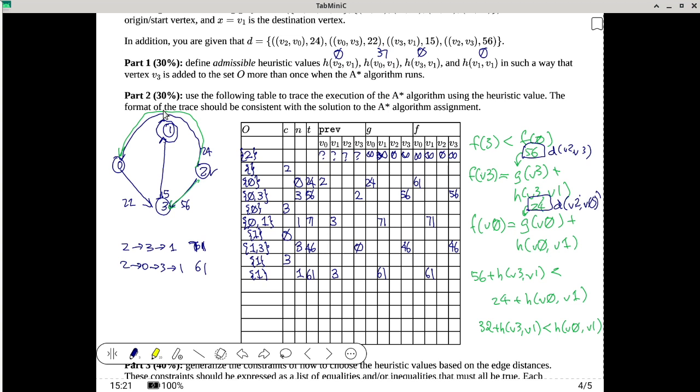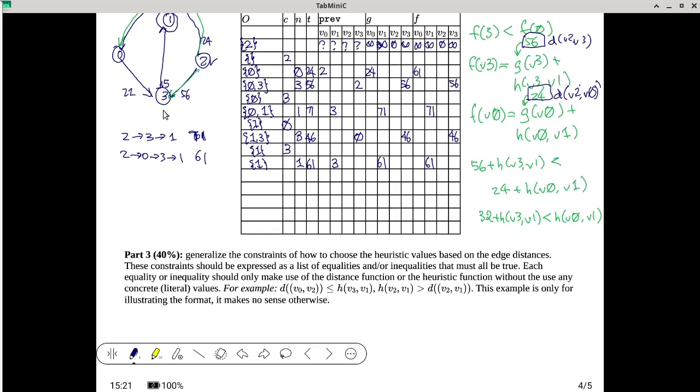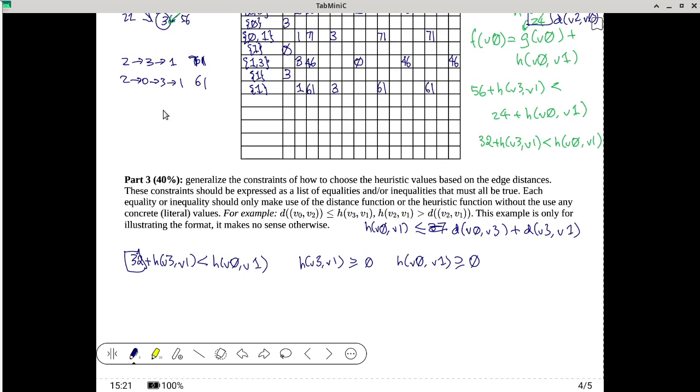Okay, there we go. So just replace your 56 with the distance between V2 and V3, and replace the 24 with the distance of V2 to V0. We cannot simplify too much, because we still have two distances on each side. Is that okay so far? So this number here is going to be D of V2 V3 minus D of V2 V0.